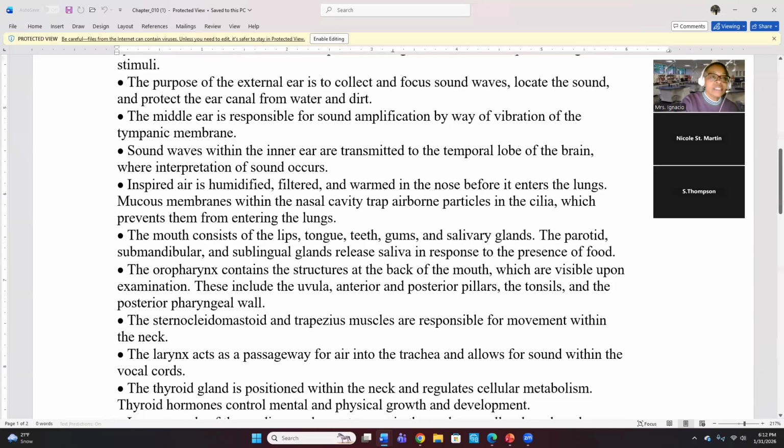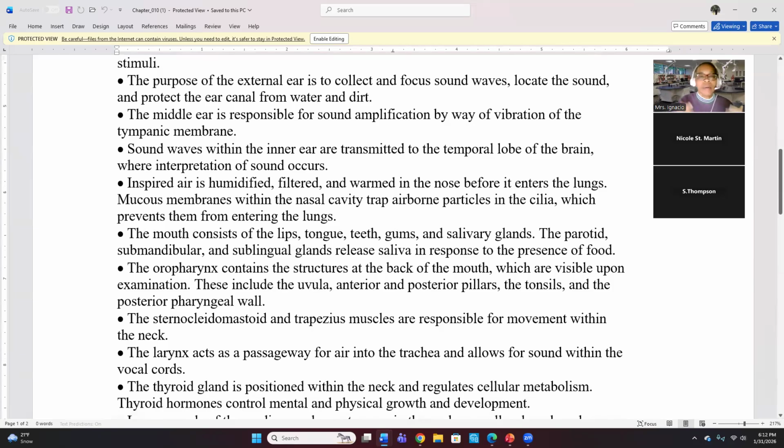Now, we talked about the external ear, right? And we know that the middle ear, this is from anatomy as well, is responsible for sound amplification. And so we think of the eardrum. A good thing to do, and we'll probably do this in lab, is look at what a normal eardrum is supposed to look like, because that could very well be a test question.